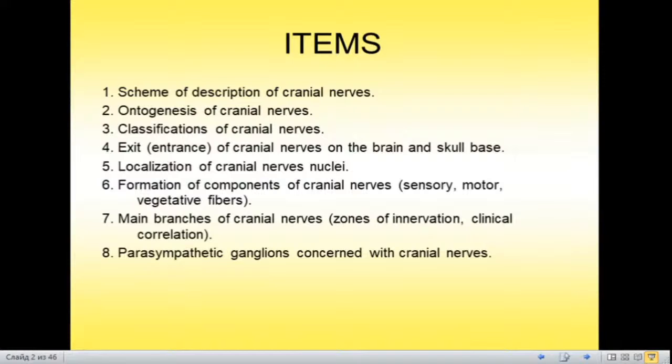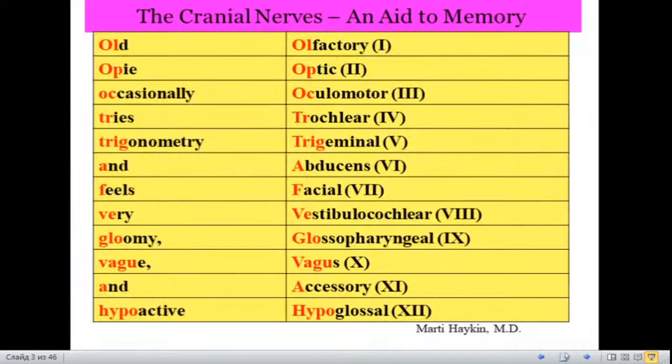of nuclei of cranial nerves, how various components of cranial nerves are formed, and briefly we will describe each cranial nerve with the main branches as well as zones of innervation and some clinical issues. And finally, we will discuss parasympathetic ganglions, which are related to particular cranial nerves.